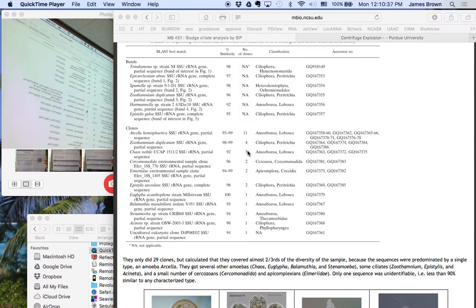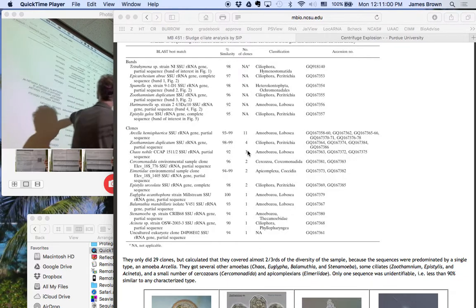And so they did this, and they found these following organisms. They got Tetrahymena. This is basically kind of like paramecium. And so forth. Spinella, zooxanthium, hartmanella, that's an amoeba, epistylus, the list goes on and on and on. Some of them, so these were bands on a gel, these were clones.